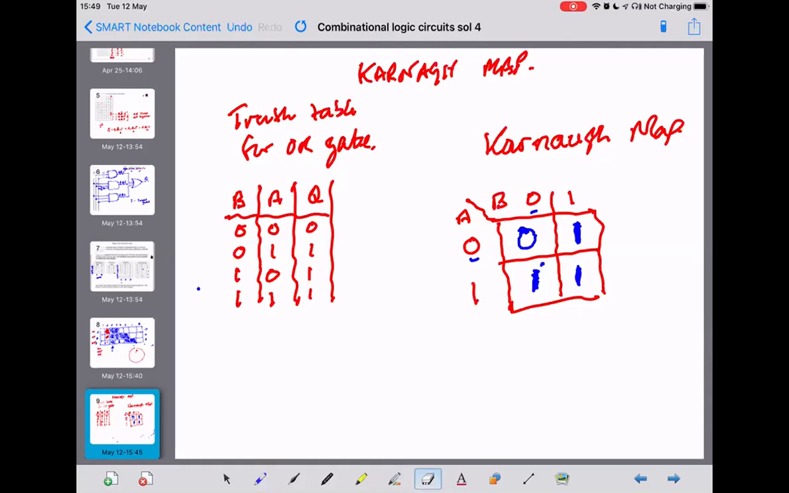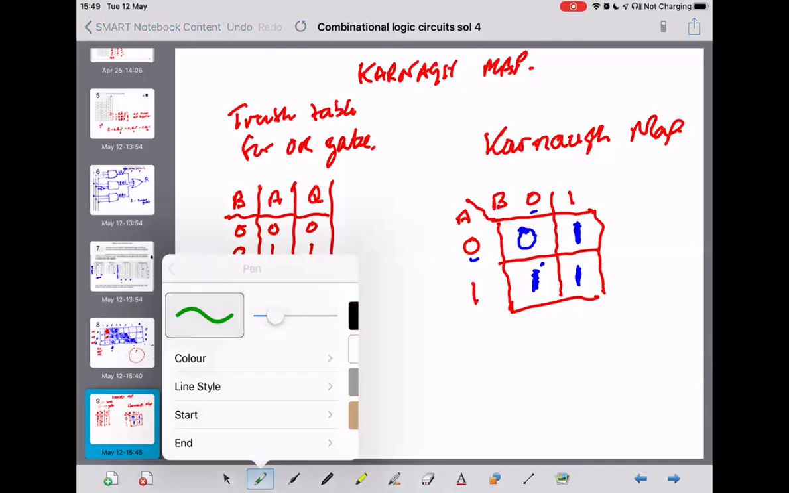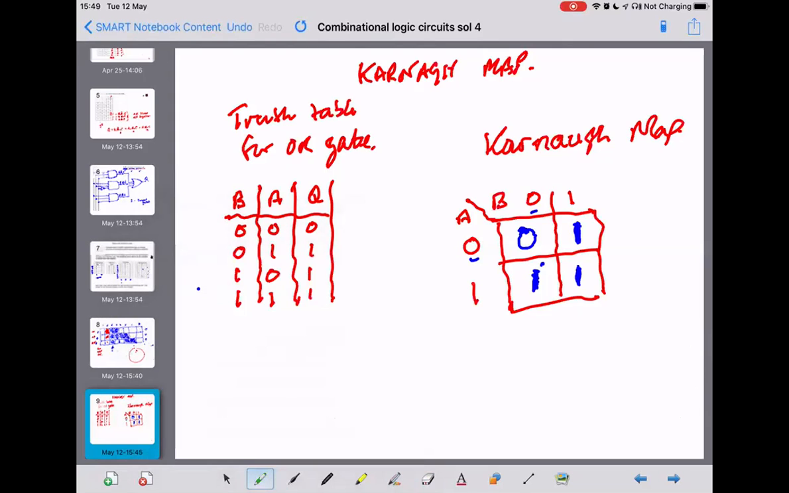Now, I'm going to go another color, green. This one represents, if we looked at this one here, not I and B. We also want a 1 when we've got I and not B. And we also want a 1 when we've got I and B.